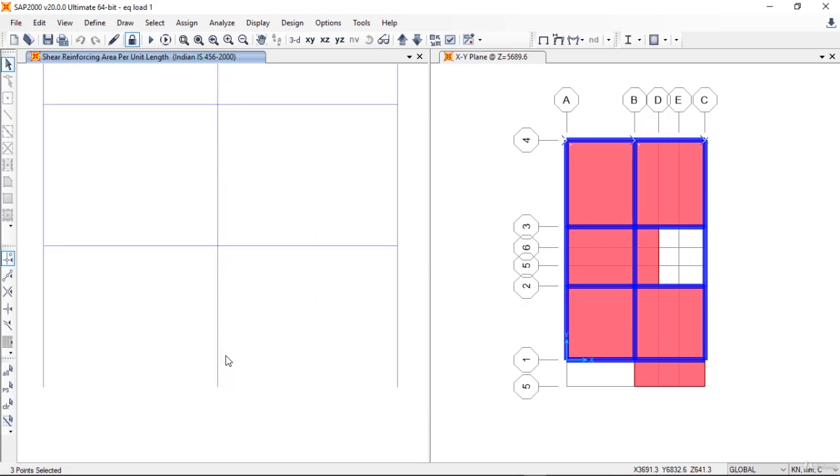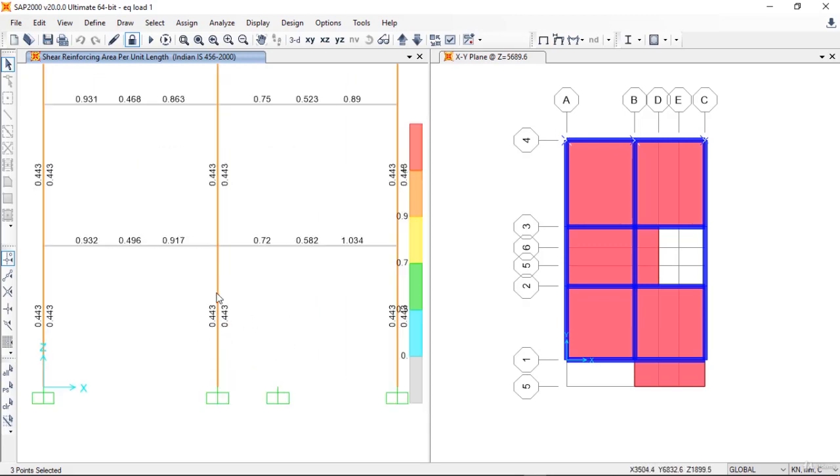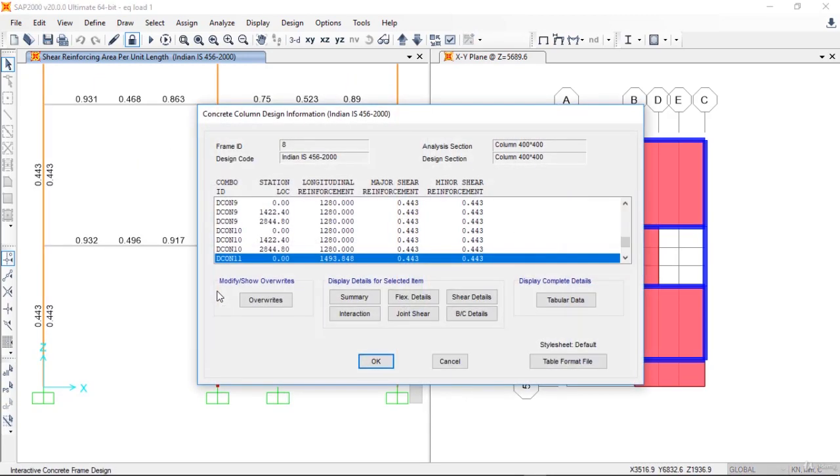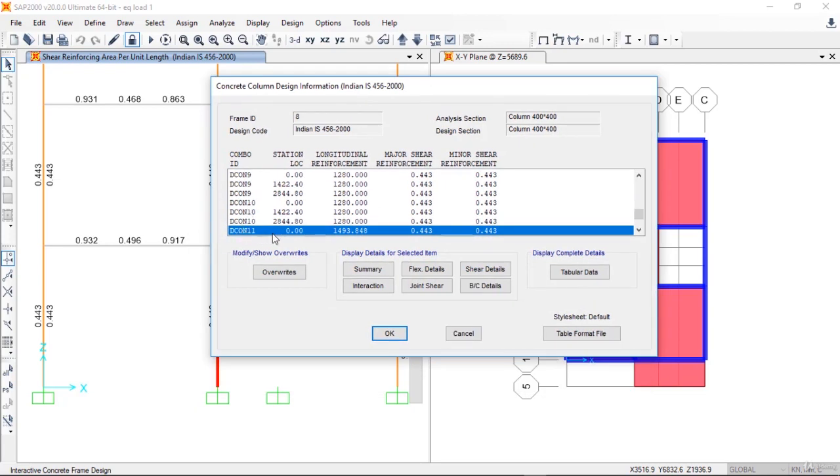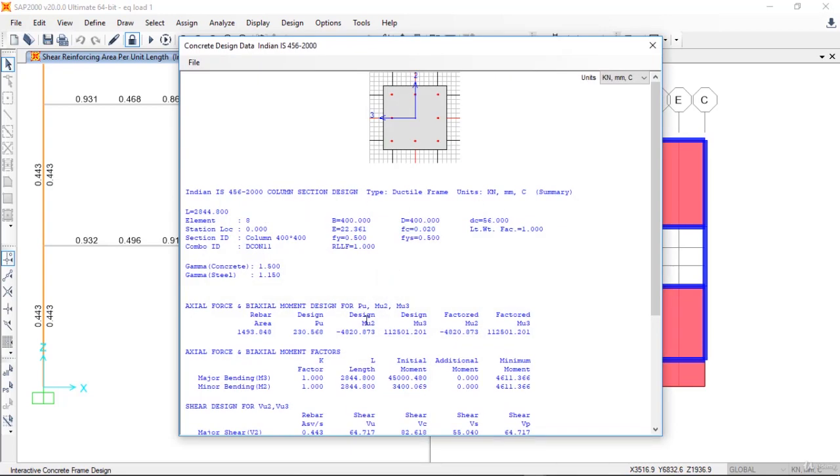here. Okay, so it's written 0.443 and if you right click on that, you will see the load combination and your station location. It means that at the bottom or at the top or at the mid. Okay, so longitudinal reinforcement value you can get, major shear reinforcement value 0.443 and the minor reinforcement value 0.443 as well. And if you click on summary, here you can see the different parameters that SAP has taken for the design of this column.